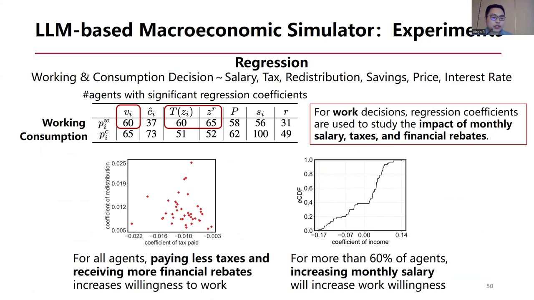We further check the rationality of the agent decisions. For the work decisions, regression coefficients are used to study the impact of the monthly salary, taxes, and financial rebates. For all the agents, paying less taxes and receiving more financial rebates increases the willingness to work. For 60% of the agents, an increase in the monthly salary will increase the willingness to work. So this is an analysis of how each individual makes decisions according to the contextual information of the system.